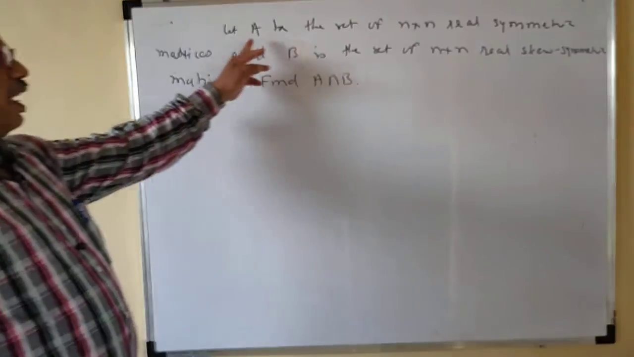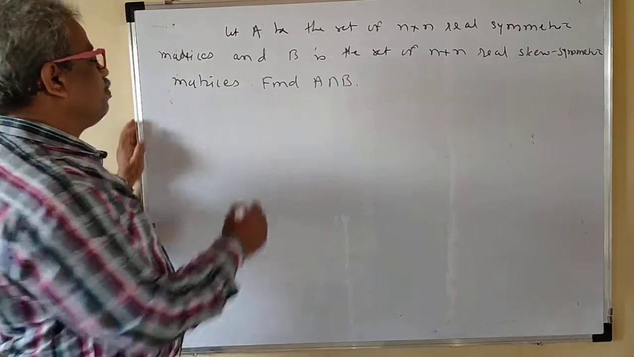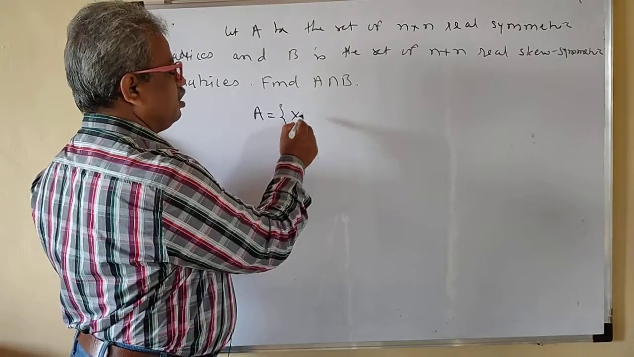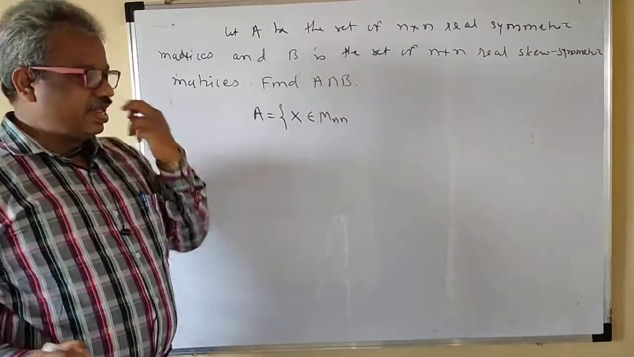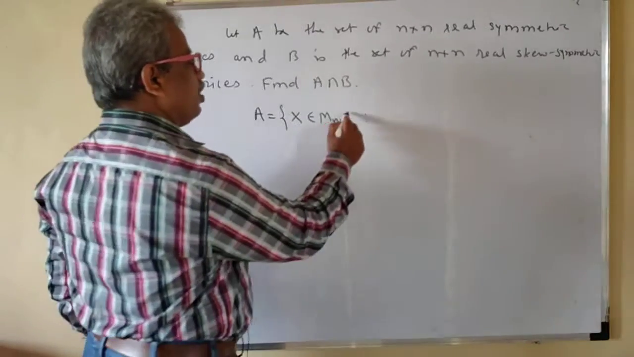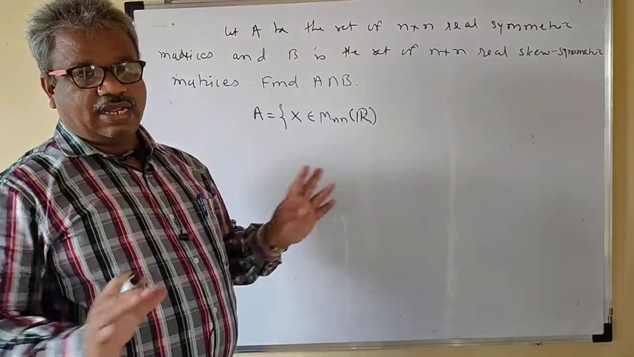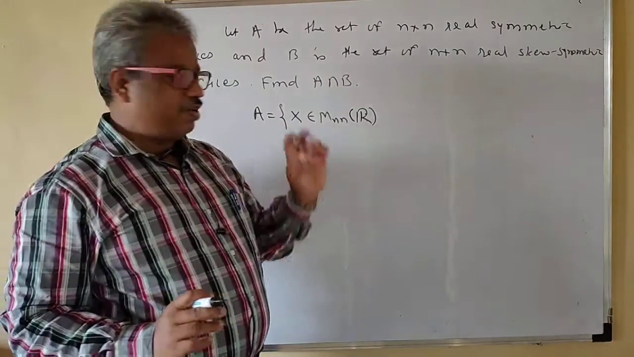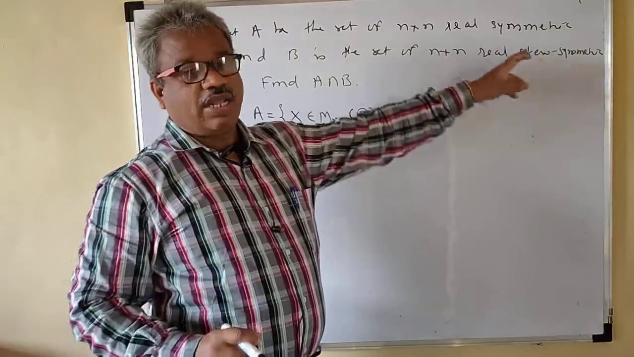Now what have we been given? A is the set of all n by n real symmetric matrices. We write this as a subset of M_n(R), because all the matrices are n by n, that means n rows and n columns, and each entry is a real number, such that the matrix is a real symmetric matrix.